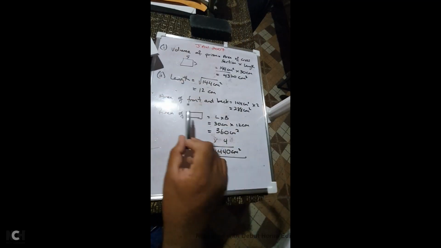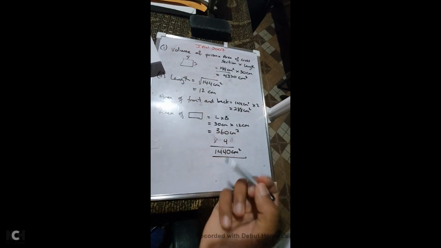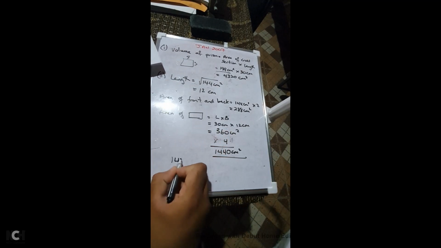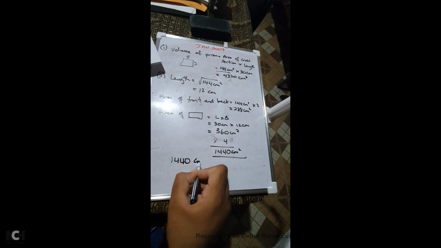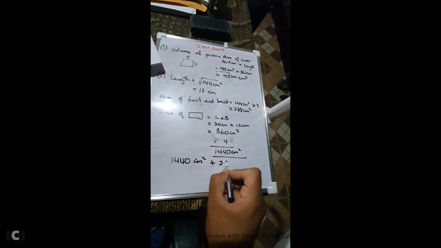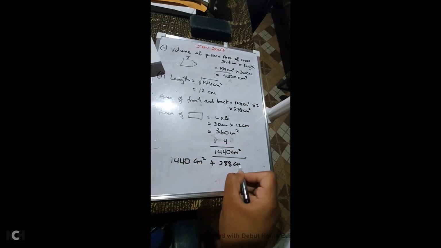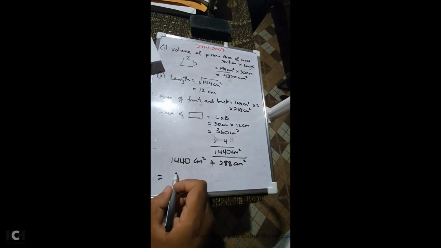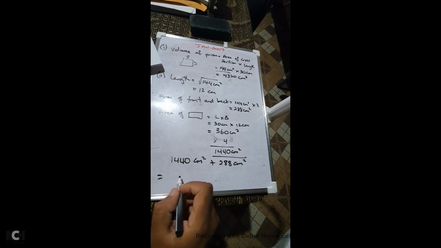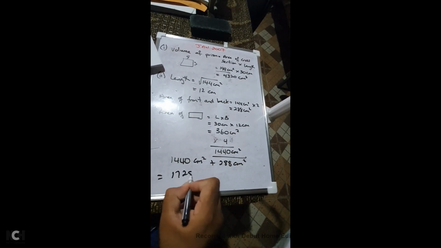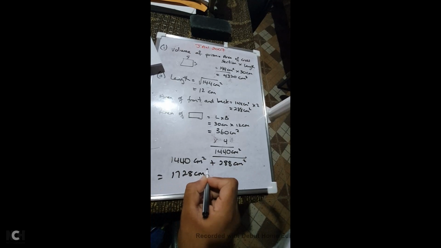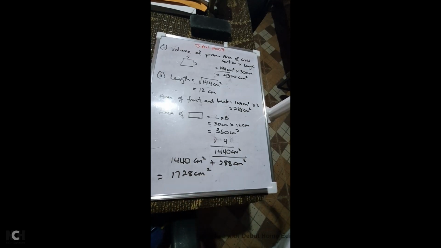But now remember, we just found the area of the front and back. So all we have to do is say 1440 centimeters squared plus 288 centimeters squared, and the total area will be 1728 centimeters squared, of course. So that's for the first and second part. That's just for E. So let's look at B now.